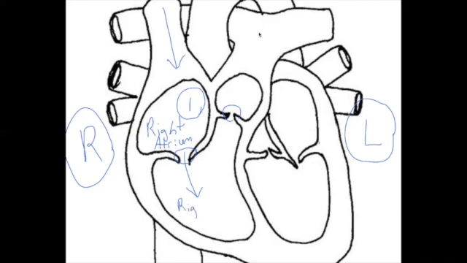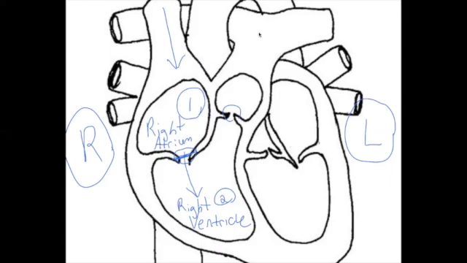So valves make sure it goes only one direction, because when this chamber fills up, and again, this is your right side, so it's the right, and that's the bottom one, so this is your right ventricle. When your right ventricle fills up, it's going to close this valve. Once this valve closes, it means blood can't go back into our atrium, again, ensuring it can only go in one direction.